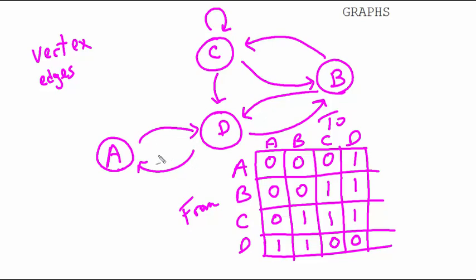a directed graph because the lines have arrows on them. And this is called an adjacency matrix that allows you to see in grid format the connections between them.